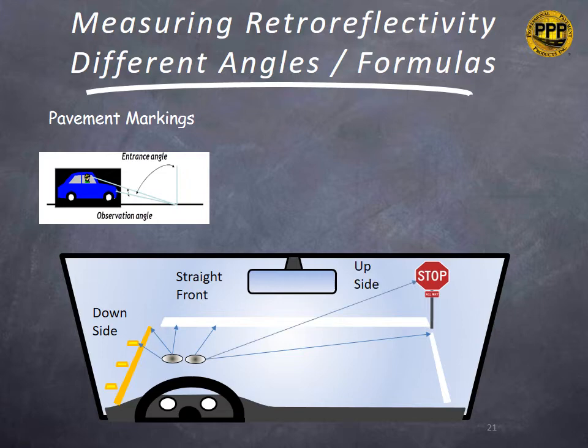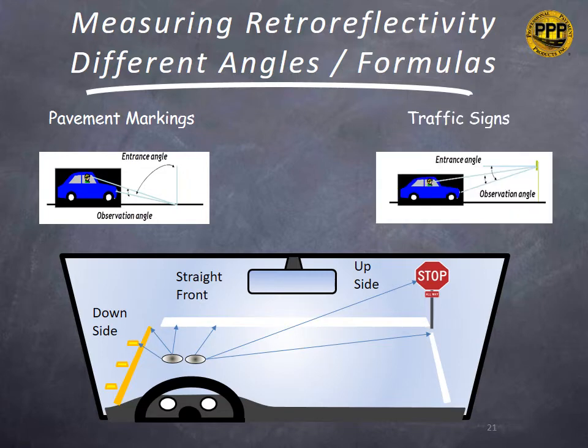Signs, though, are up and to the sides. The light goes up and across and comes back down and across. So each device is struck by the light at a different angle and observed from a different angle. We call that entrance and observation angles, requiring different measurement formulas to account for the different angles.